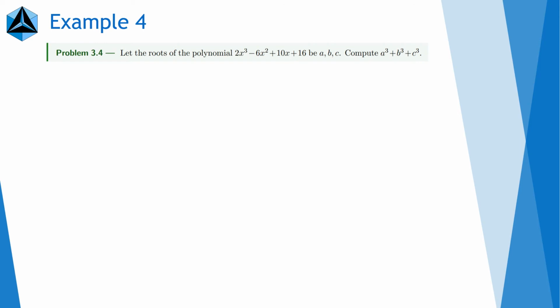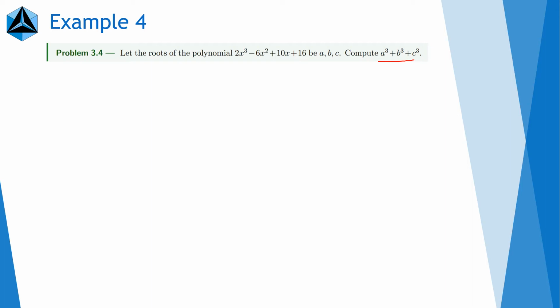Here's another practical example of it. Let the roots of the polynomial 2x cubed minus 6x squared plus 10x plus 16 be a, b, c. Compute a cubed plus b cubed plus c cubed. So unfortunately, a cubed plus b cubed plus c cubed doesn't look like any of the Vieta's formulas directly. But let's try to turn this into something that we can use Vieta's formulas on.